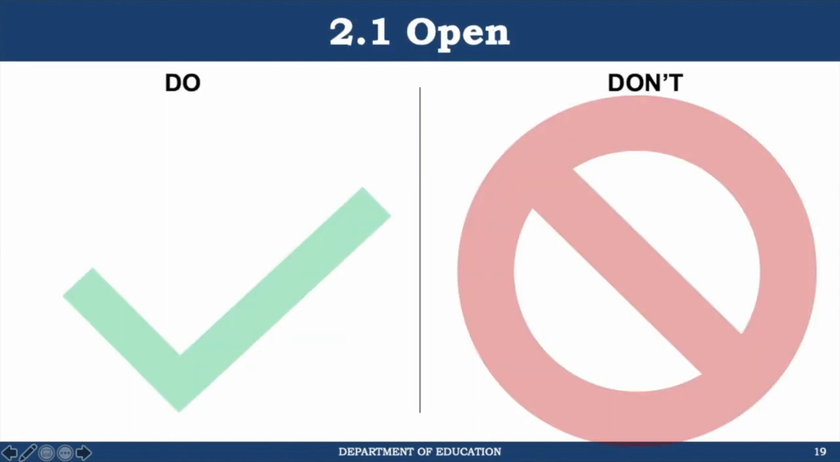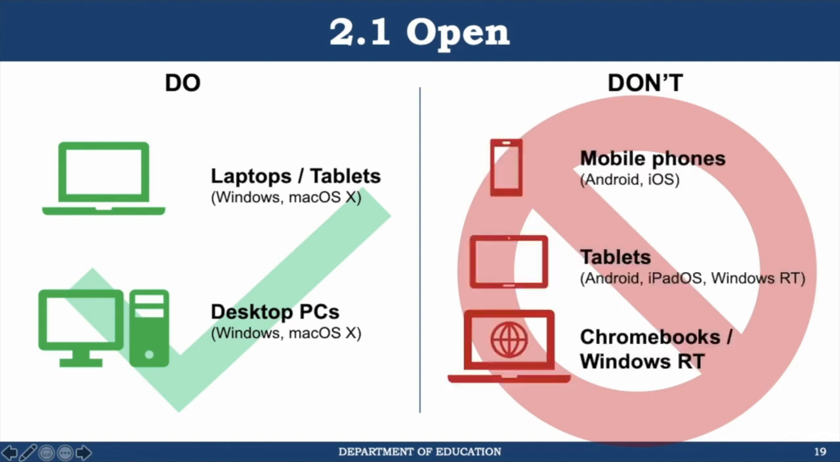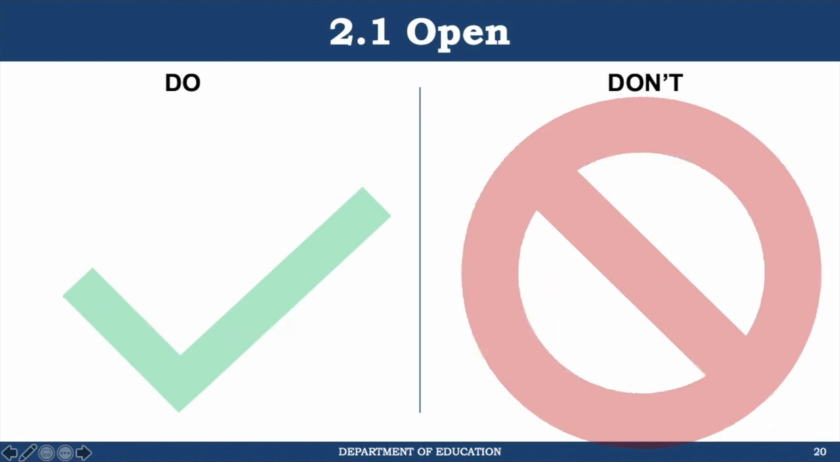When opening the IPCRF electronic tool, here are a few things you need to remember. You must open it on a laptop, tablet, or desktop PC running Windows or Mac OS. You cannot open the tool using any kind of mobile phone, tablets running Android or Windows RT, the iPad or Chromebooks, and other laptops running Windows RT. In addition to the types of compatible devices, here is a list of the programs and apps you can and cannot use to open the IPCRF electronic tool.